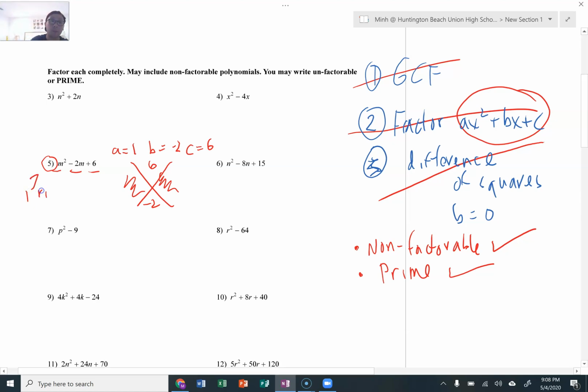I like prime, not because it's mathematically making more sense to me. It's because I'm a lazy writer and I like to write as little as possible, and prime is only 5 letters compared to the word non-factorable.